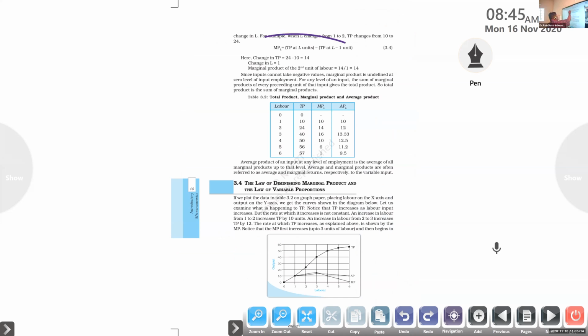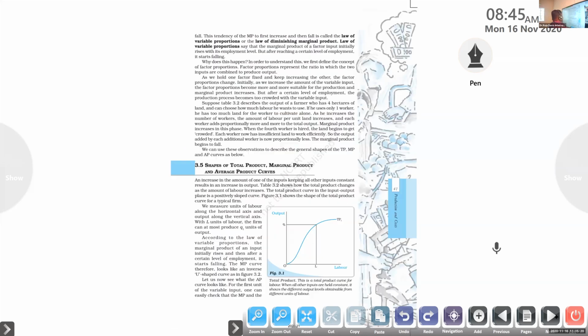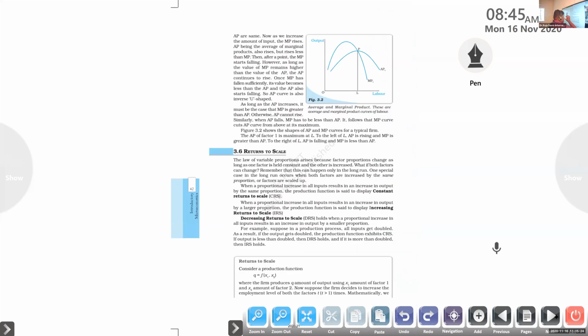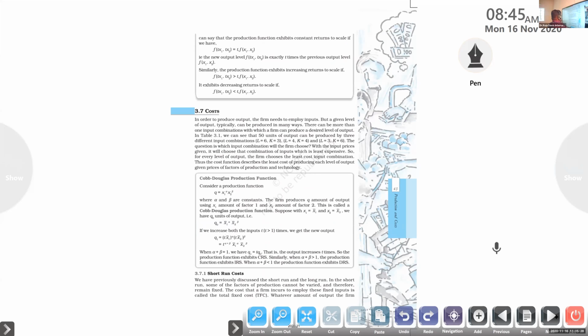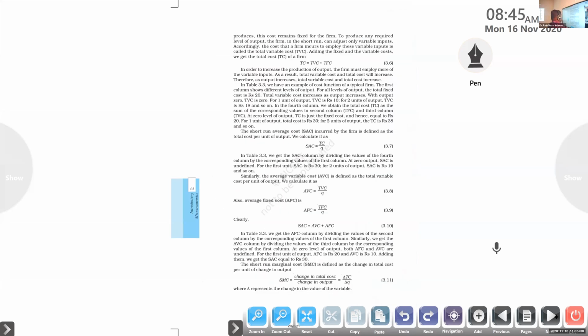So what is the method to find out marginal production? What is the law of diminishing marginal production? Just remember all those things and the curves. What are the different curves? Many curves we studied already. The shape of all these curves is important for us. And of course, we know that. What is a SAC? How to calculate that? Total cost, short run average cost, average variable cost.